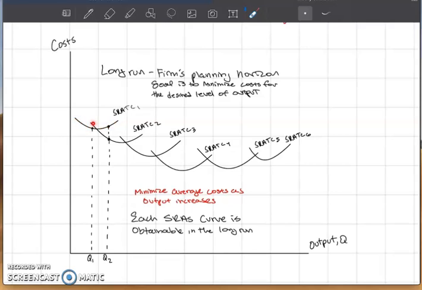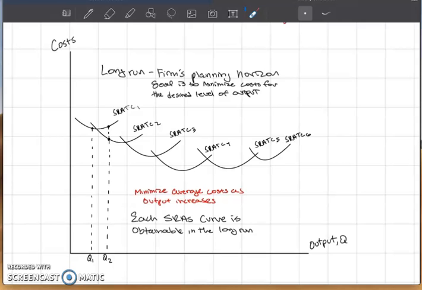Now if I add another factory, notice how much more potential I have to increase my output. And again, I'd add variable inputs to this fixed input along SRATC2. I add another factory, you can call it factory 3, and another factory 4, another factory 5. All of this occurs in the long run. It's made possible by having a longer horizon of time.